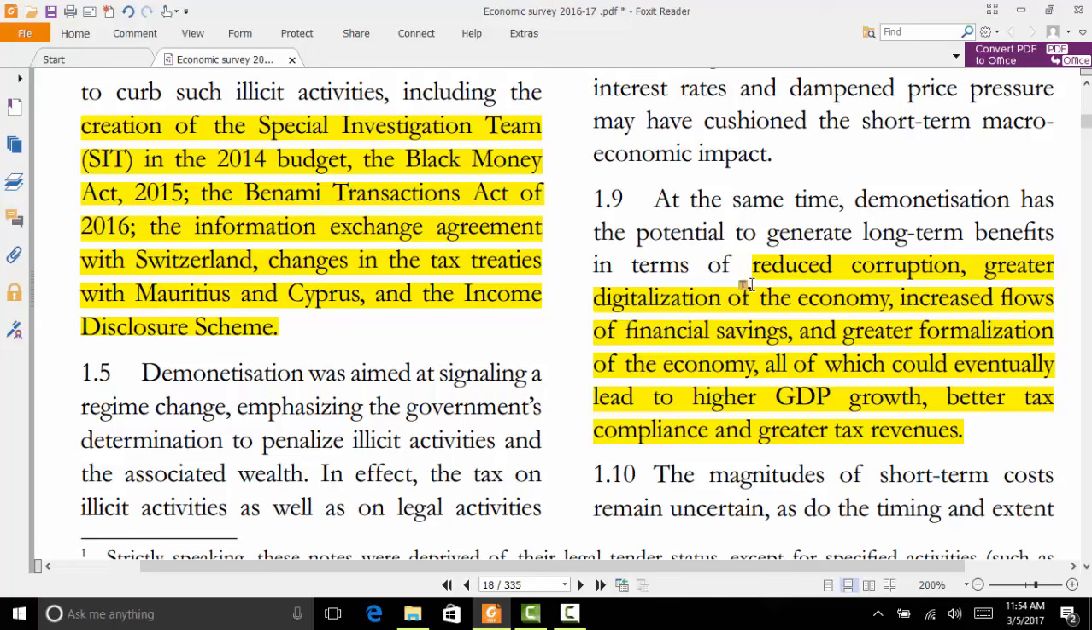Then the long-term benefits that this act can expect are curbing corruption, greater digitalization of the economy, and increased flows of financial savings. How could financial savings be more? Because the money is coming into the bank. Yes, correct. Now more money is available to the banks, right? Greater formalization of the economy, all of which could eventually lead to higher GDP growth, better tax compliance, and greater tax revenues.